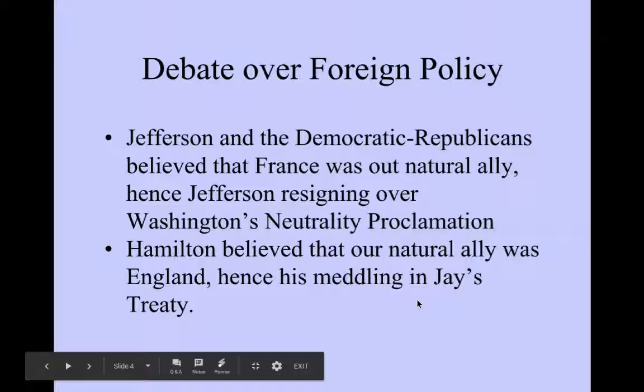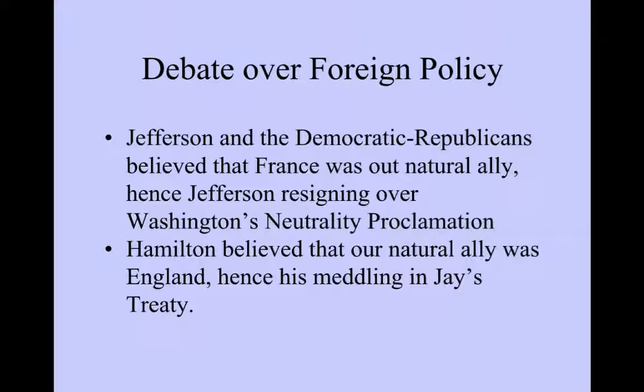Debate over foreign policy. Well, this one's a lot easier. I'm going to do this very quickly. In short, you know that Jefferson was pro-French, and he wanted to support France in their wars. Washington comes out strongly with the Neutrality Proclamation. He says we're too weak to get involved in some foreign war. And Hamilton is a believer that the future of America is tied with England.